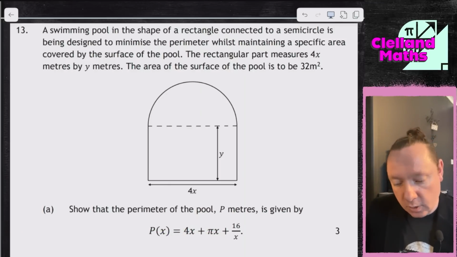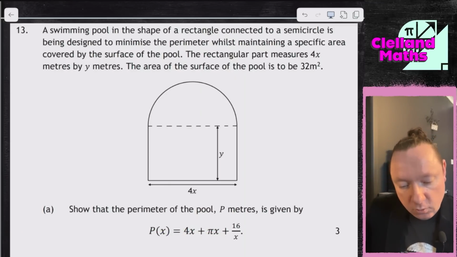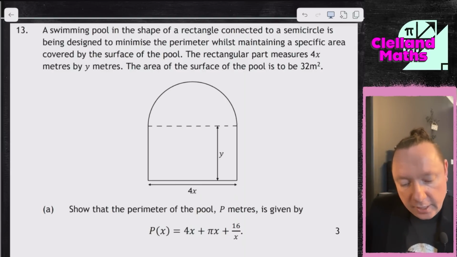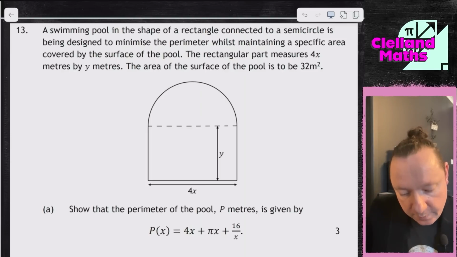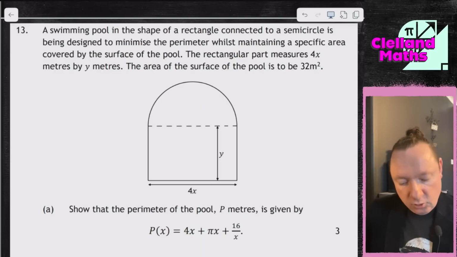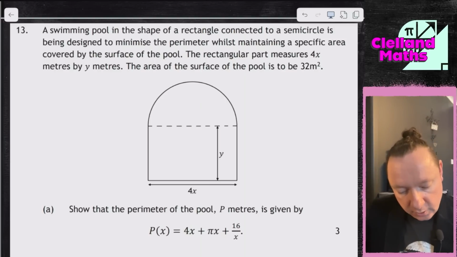SQA Higher Maths 2025 Mock Paper 2, Question 13. Looks like optimization, this one. A swimming pool is in the shape of a rectangle connected to a semicircle and has been designed to minimize the perimeter whilst maintaining the specific area covered by the surface of the pool. The rectangular part measures 4x meters by y meters. So 4x by y, that's fine. And the area of the surface of the pool is to be 32 square meters. Show that the perimeter is given by that.